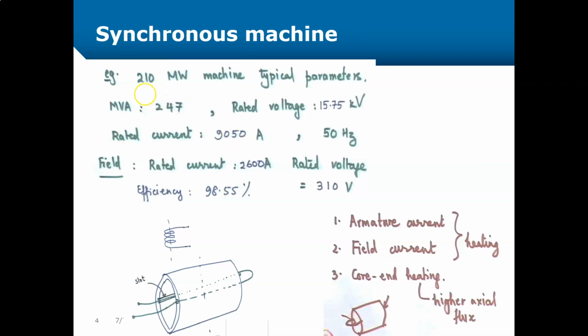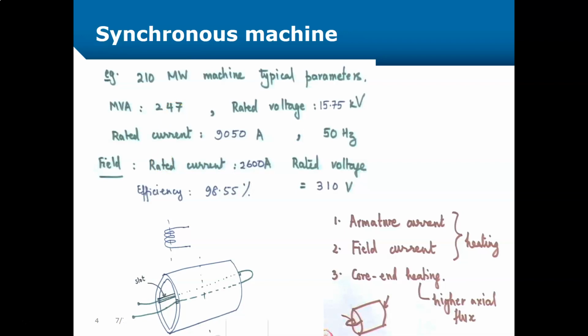When I say the rated current, that means the maximum continuous rating of the armature current. It doesn't mean that the current cannot go above it, but it can only tolerate, say, 10% above this, and only for maybe 10 minutes maximum. So the maximum continuous rating is around 10 kiloamps.